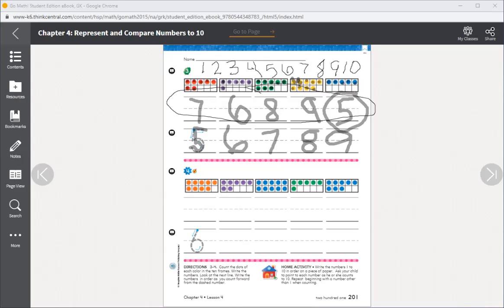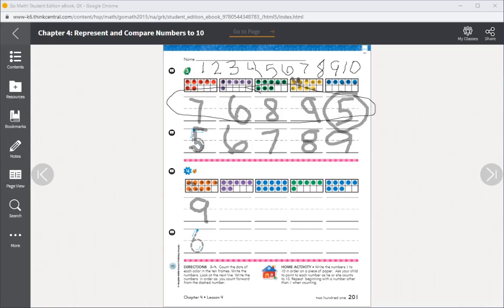Okay, we're going to do this one down here together, and I'm going to help you out with this one, so make sure you're following along and doing it with me. We're going to count the orange ones first. 1, 2, 3, 4, 5, 6, 7, 8, 9. There are 9 counters. The orange counters, there's 9.